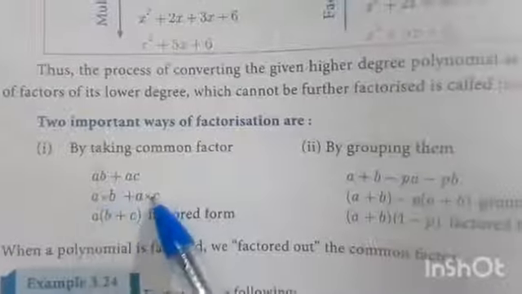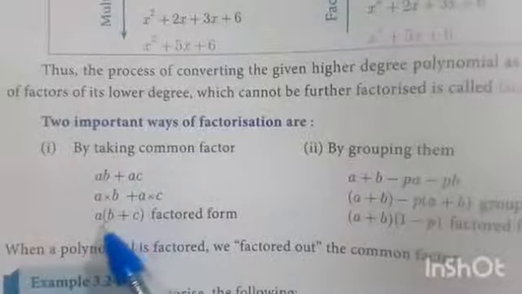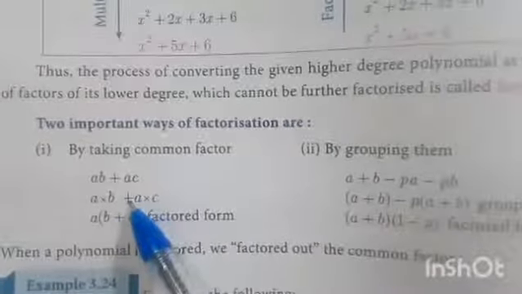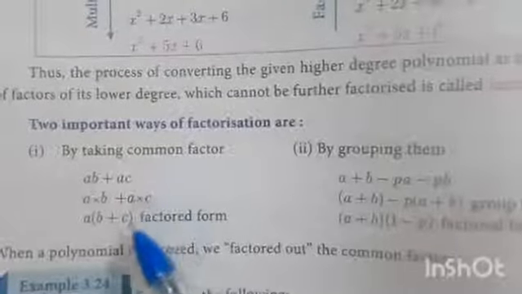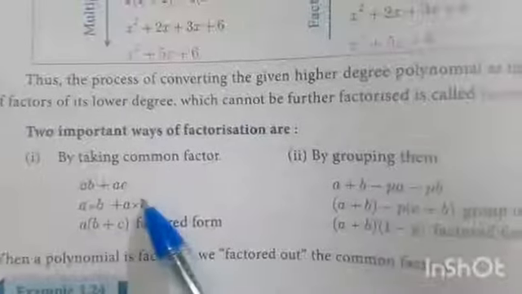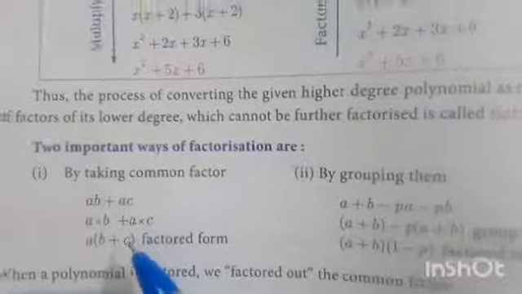So take A outside. A is common. What is remaining here? B. What do you have here? Plus. What is remaining here? C. So this is the factorized form. Now again you check: A into B, you get this; A into C, you get this. This is the common factor method.